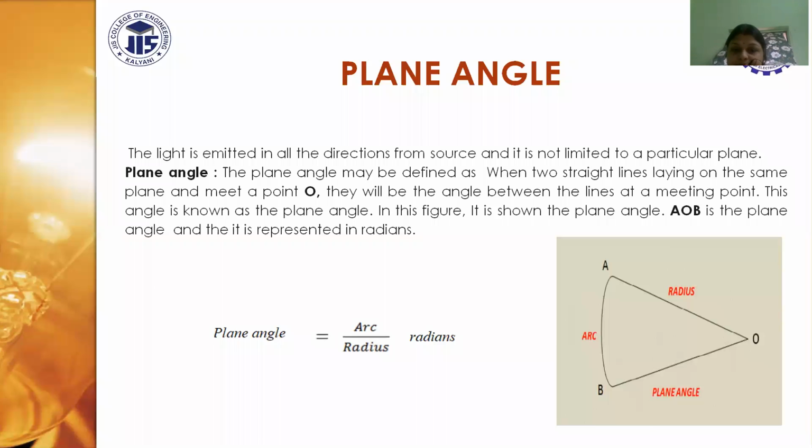First, plane angle. Plane angle may be defined as when two straight lines lying on the same plane meet at a point O, they will form the angle between the lines at the meeting point. Here O is the meeting point and AOB is the plane angle and its unit is radians. So plane angle equals arc by radius, because the unit is radians.